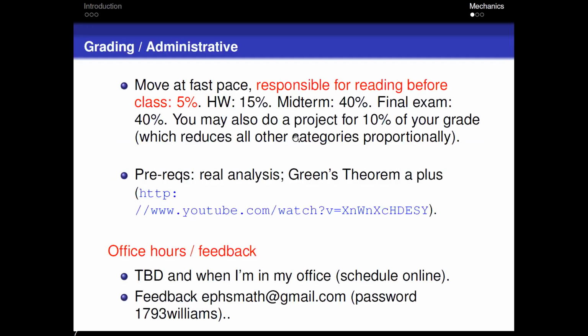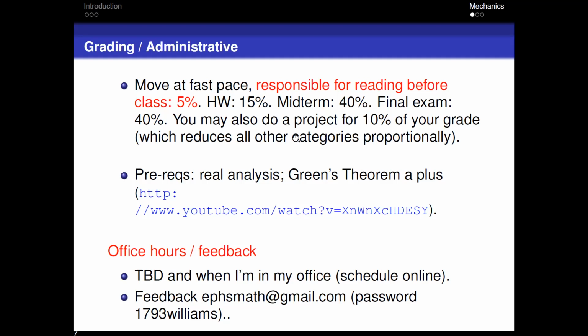All right, so course mechanics. We are going to move at a fast pace. You are responsible for reading the material before class and coming to class prepared. I will assume, unless you tell me otherwise, that you are prepared, and you will have 5% of your grade like that. Homework is 15%, midterm is 40%, final is 40%.